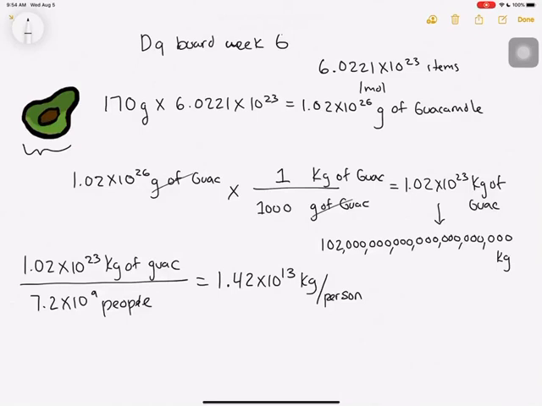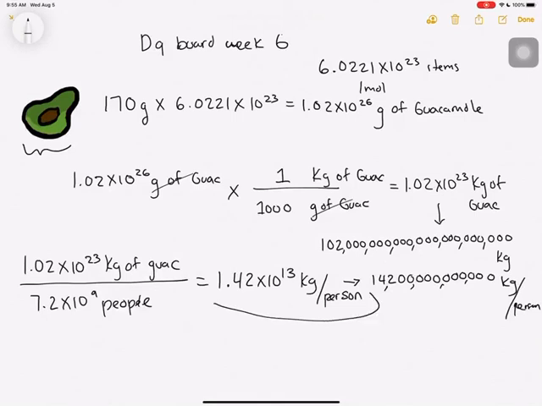So every person is going to get this amount of avocado if we distribute this whole guacamole to the whole world. Just so that you get an idea of what this number is, that's 142, moving the decimal point 2 places, and I still need 11 zeros. So 1, 2, 3, 4, 5, 6, 7, 8, 9, 10, 11 zeros. So we're talking about this amount of kilograms of avocado per person. You can start thinking about it right now: is this too much? Is this too little? So the last question is how many kilograms is everybody going to receive?